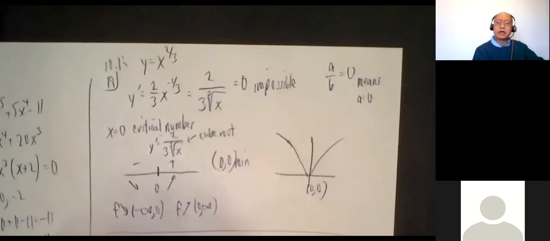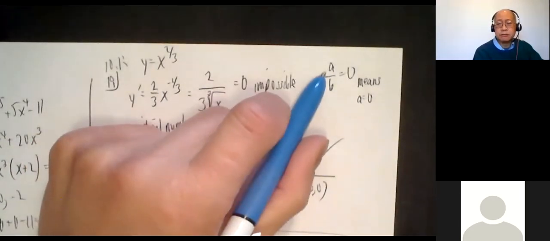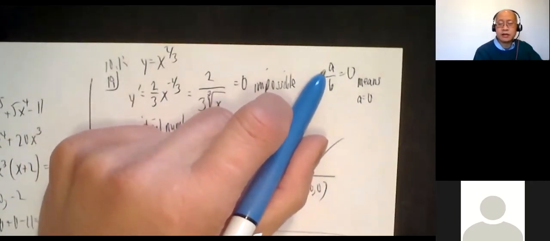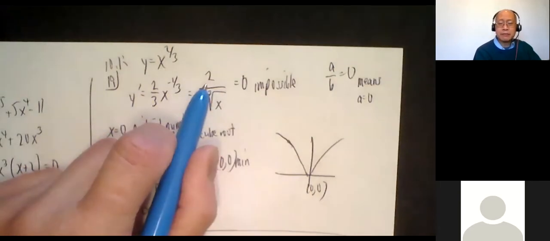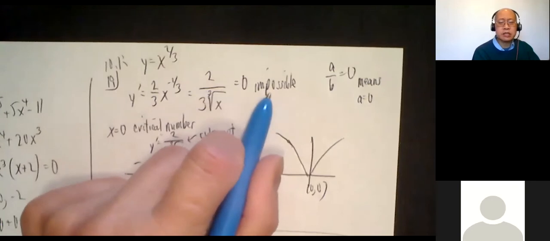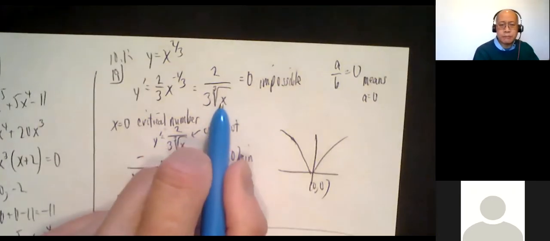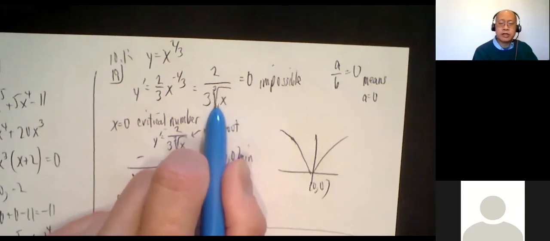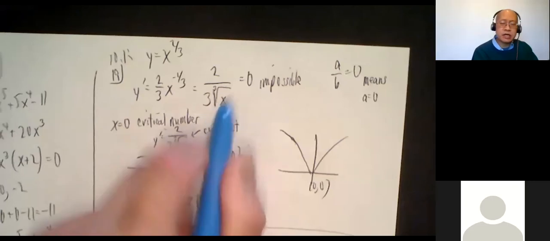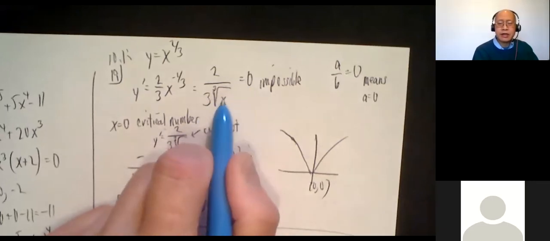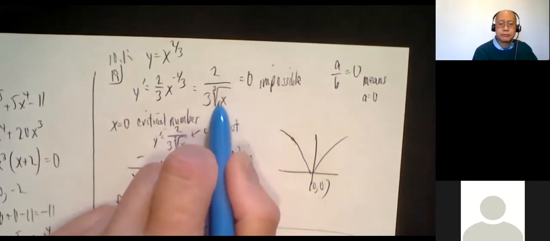Right? If you have a over b equaling 0, a has to be 0. It can't be 1, 3, negative 5. It's got to be 0. But the top can't be 0 because it's already 2. So this is impossible. But I do have a critical number now, x equals 0, because the derivative is undefined at 0. So here's our instance where the critical number isn't because we set it equal to 0, but because x equals 0 is undefined.